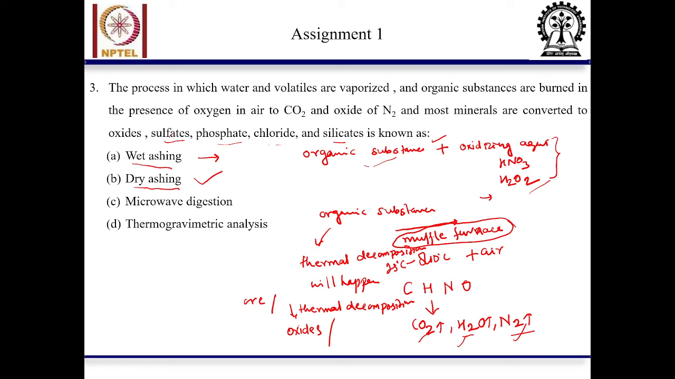The second thing is what will happen to the minerals. Once we heat them, they will thermally decompose and form stable oxides, sulfates, phosphates, chlorides and silicates, which are stable at very high temperature. So the answer to this question is dry ashing.